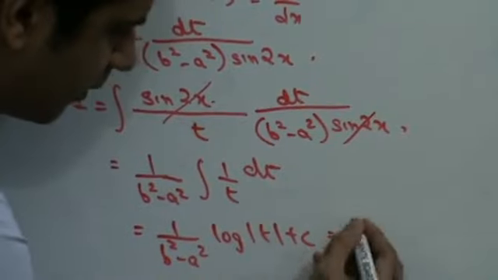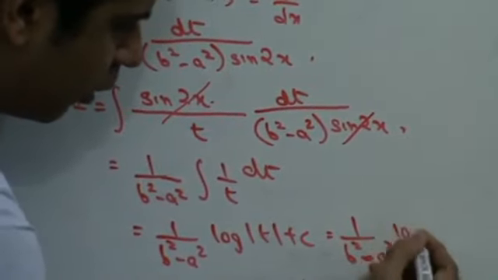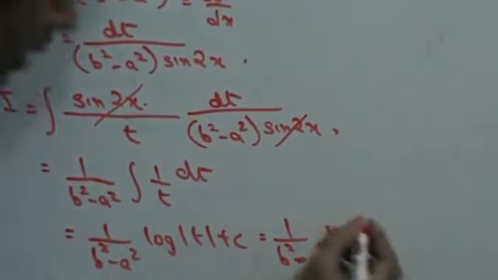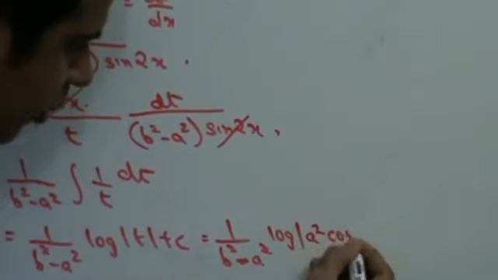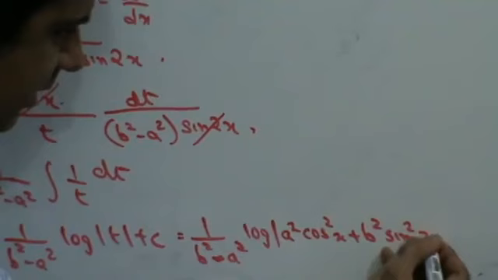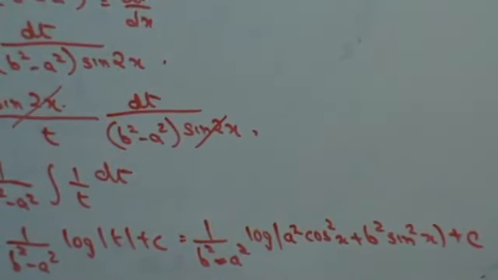So this is going to be 1 upon b square minus a square log mod t. t can be written as a square cos square x plus b square sin square x, plus c. So that will be your answer. Right? Let's see another sum, guys.